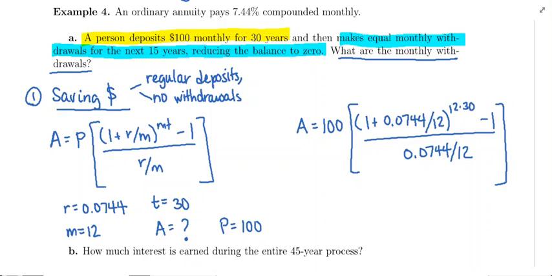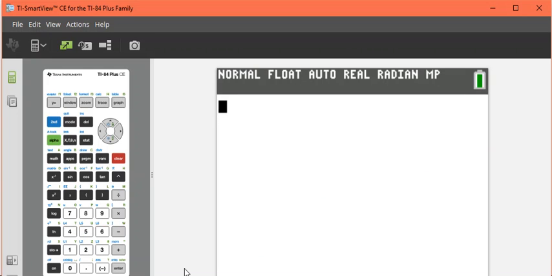Okay, so we know we need to start with the most complicated part first, which is inside the brackets. Between the numerator and the denominator, the numerator is more complicated, so we're going to start there. Open parentheses, 1 plus 0.0744 divided by 12, close parentheses, raise this quantity to the 12 times 30 power, get out of the exponent and subtract 1.